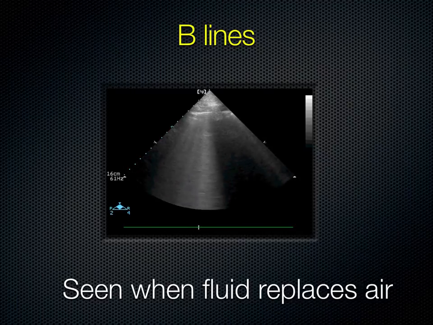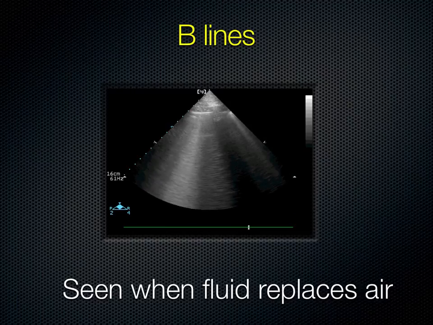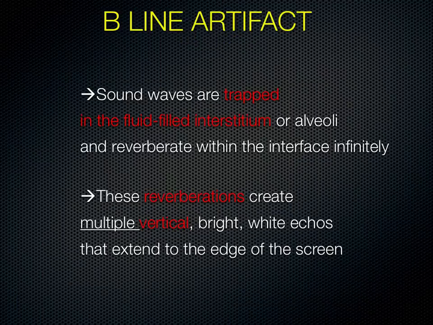Here's another example. These B lines are more confluent, and that probably represents that fluid is not just in the interlobular septae, but also in the alveoli themselves, which tend to be more 3 millimeters apart. This reverberation occurs because there's a high acoustical impedance difference between the interlobular septae full of water and the air right next to it. So it creates a side-to-side reverberation within that interface and creates a comet tail that goes all the way to the edge of the screen.